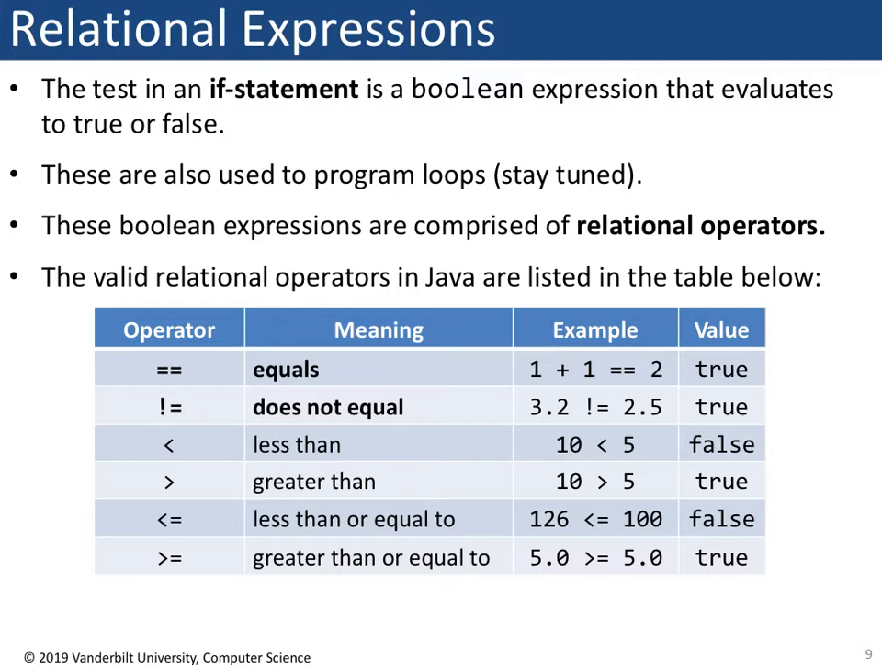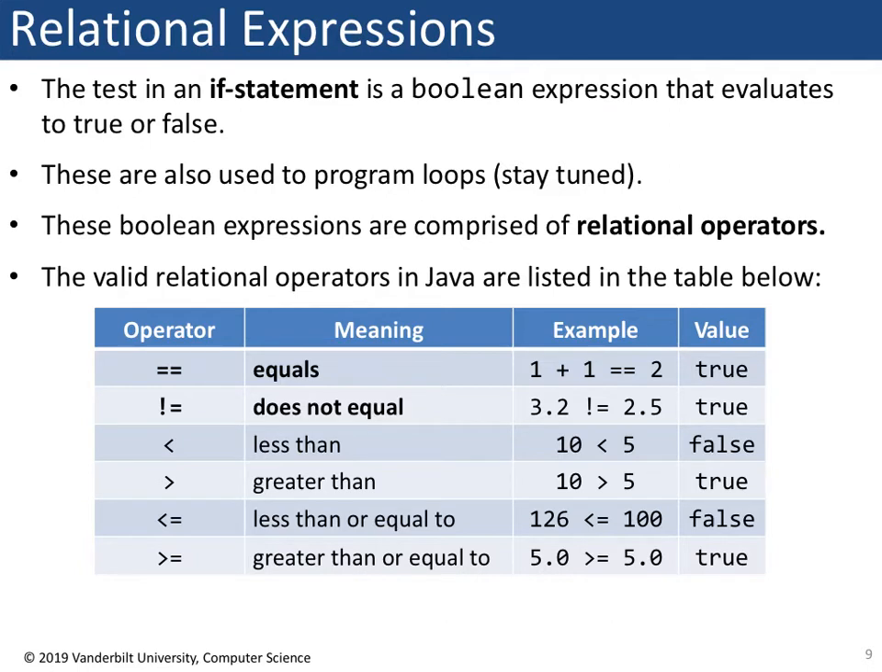These Boolean expressions are comprised of relational operators. So in general, we're going to be comparing two things to each other and testing for a specific relationship. And if that relationship is true, then we yield a Boolean value of true. If it's false, we yield a Boolean value of false. It's one or the other. It's never in between. So these are the valid relational operators in Java. So a double equal sign means that two things are equal. So if you were to try to do a logical test using a single equal sign, your compiler is going to throw an error.